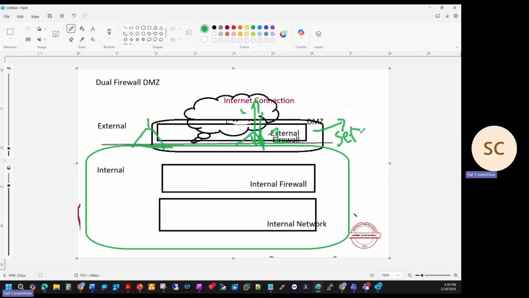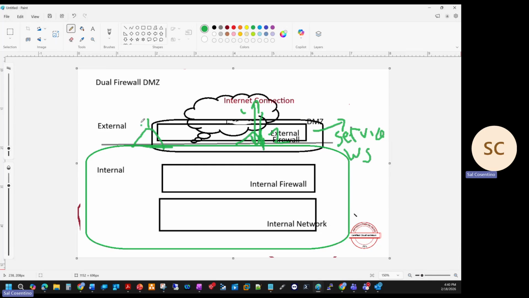We'll have our services there, like our websites. So we'll put our websites in here. And the firewall stops the bad traffic from the internet getting to the DMZ. So this will stop it from getting to the DMZ for a web server.